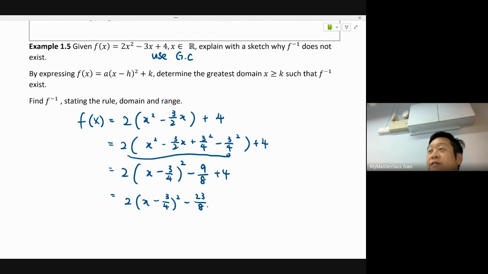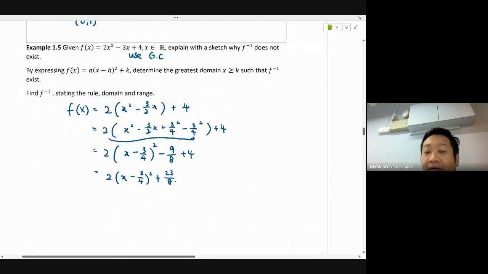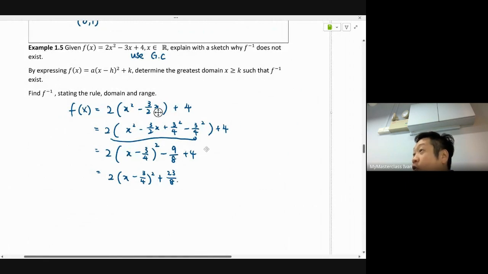Okay, you all will reach this level one day. Plus is a plus. Yeah? 4 times 8 is 32. 4 whole is 32 over 8. 32 minus 9, 23. 23 over 8. That's like that. 4 is 4 over 1. 4 over 1 change to 32 over 8. Then minus off can already.